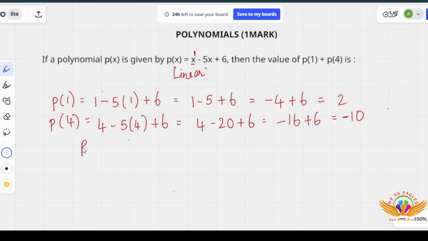So what we have to do? p of 1 plus p of 4. We need to add both the values. p of 1 is 2. p of 4 is minus 10. So 2 minus 10 is minus 8. So the answer is minus 8. Alright?